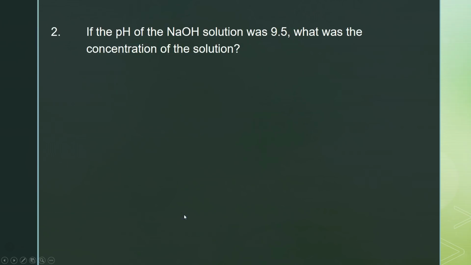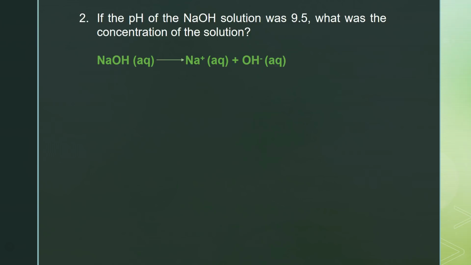Next question. If the pH of a sodium hydroxide solution was 9.5, what was the concentration of the solution? Okay, so many things here you need to know. Again, pH is given, and the concentration of the solution is what you need to find. Okay, so first step, find the concentration of hydrogen ion.